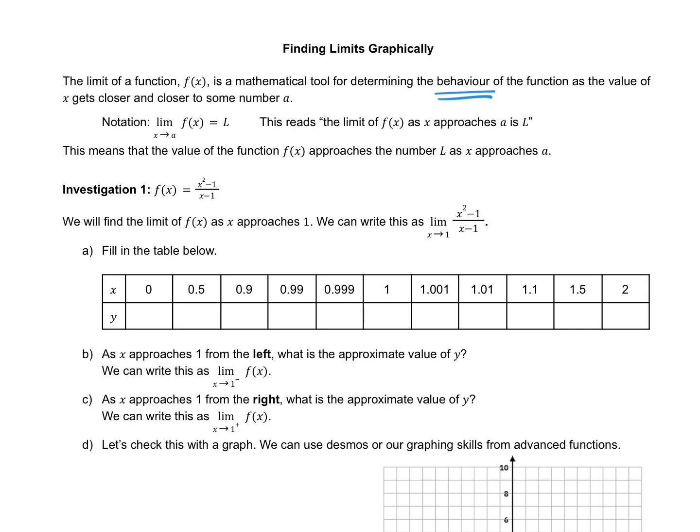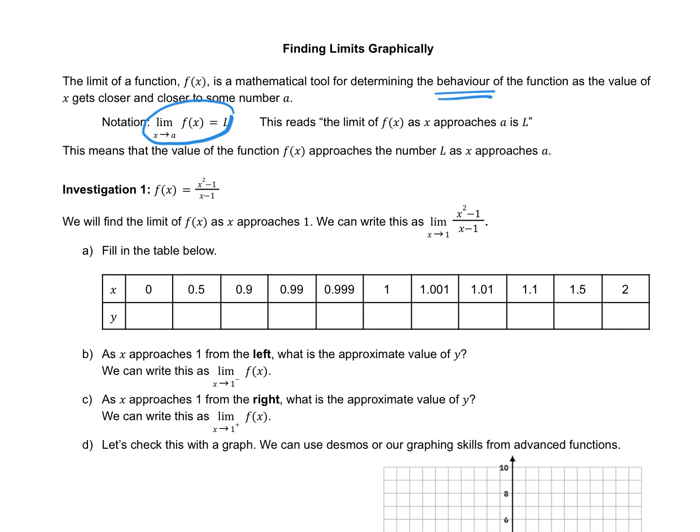So the notation we will be using is the following, and this reads: the limit of the function f at x as x approaches a is L. So we're going to start off with two little investigations, with a table of values and with a graph, to explore this meaning of the limit.